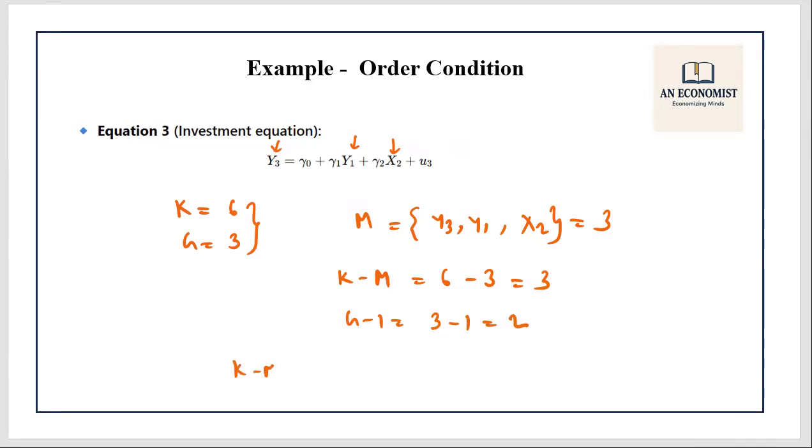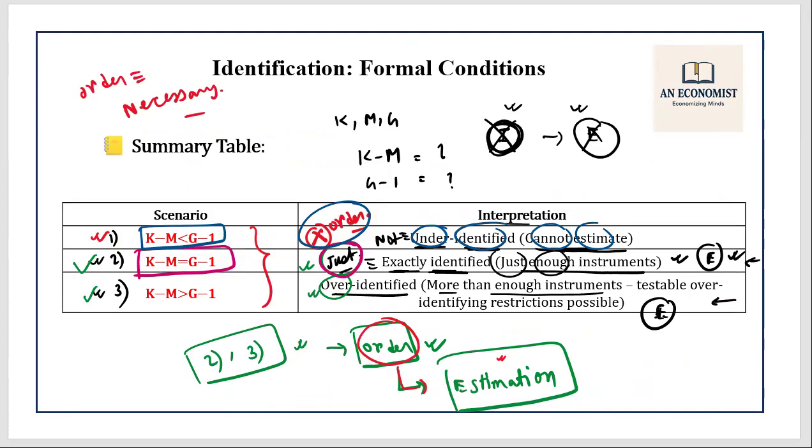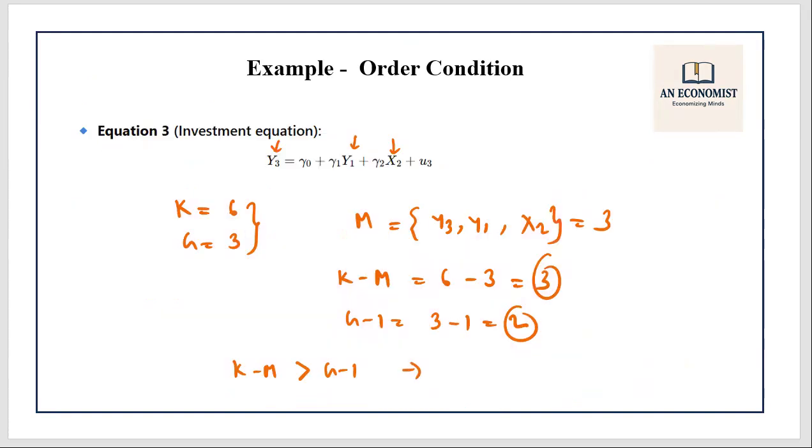Now what you see, k minus m is strictly greater than g minus 1. This is 3 and this is 2. Now again from the table, if k minus m is strictly greater than g minus 1, the equation is over-identified. So there are more instruments present. So this equation is over-identified, and it also qualifies for estimation.